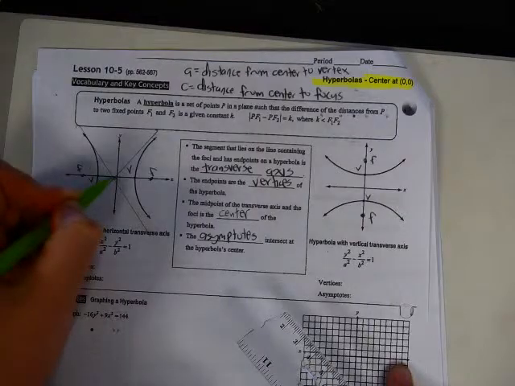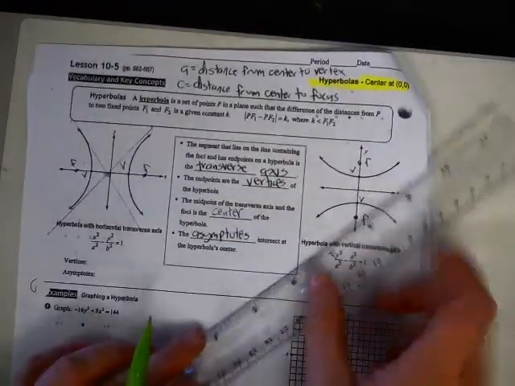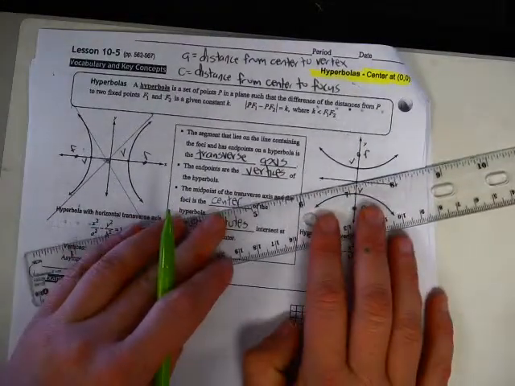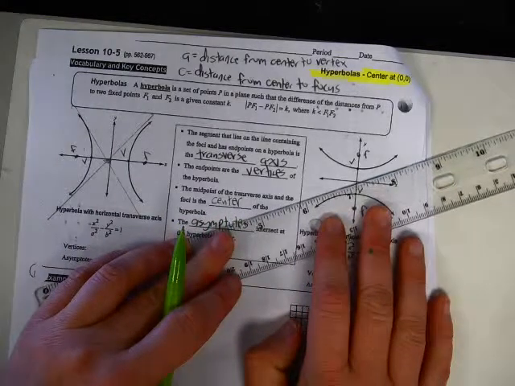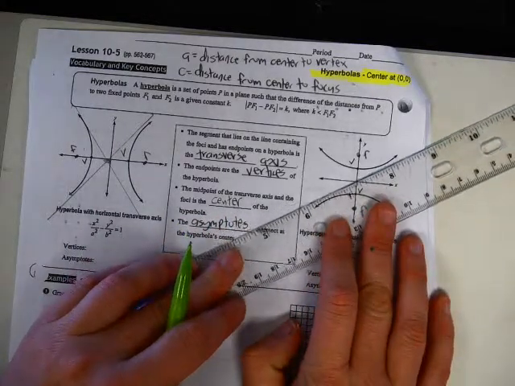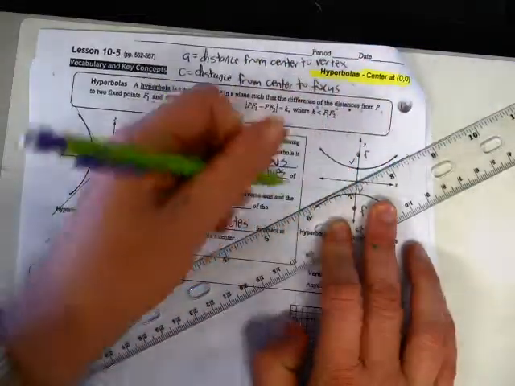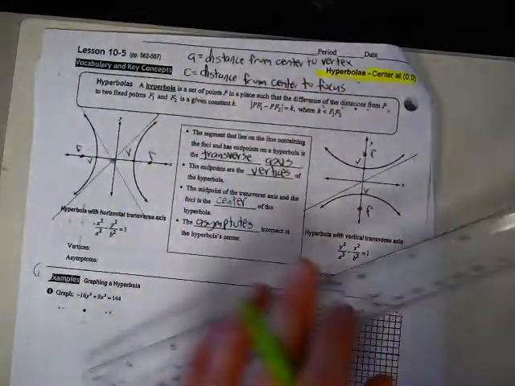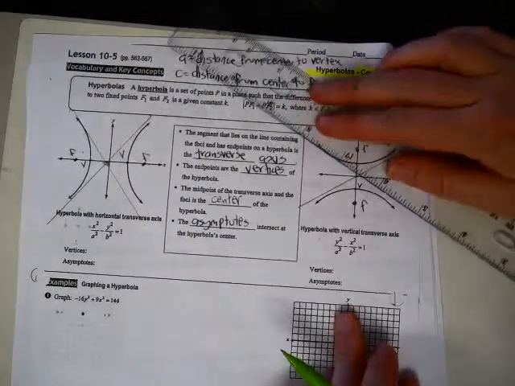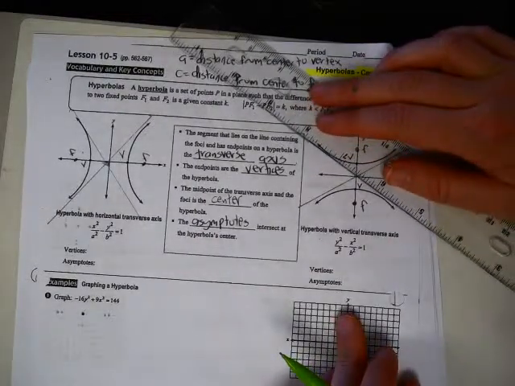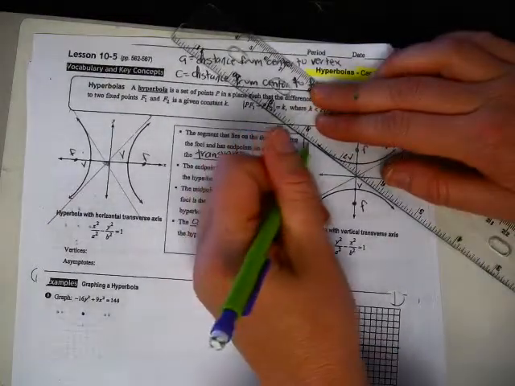Okay, so those are my asymptotes, not drawn very well, and this really should have passed right through the center. So if you're doing this, try to get it to pass through the center. You want it to hug the branches and pass through the center. And of course this is a little easier when we have graph paper.